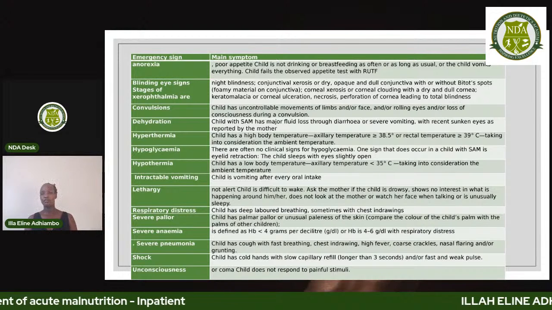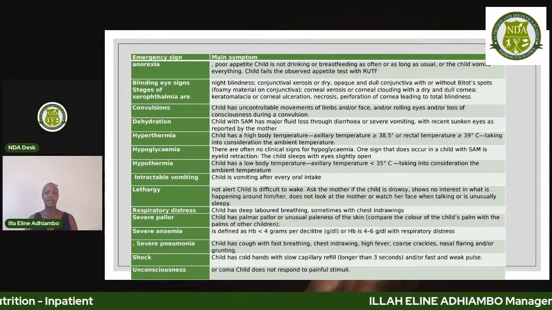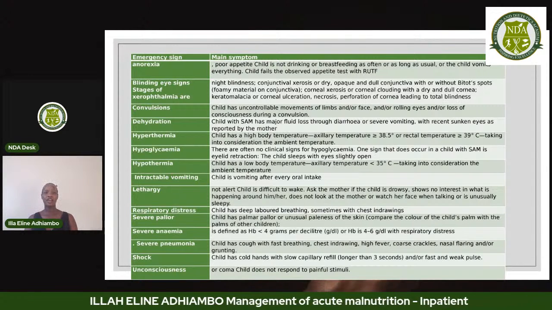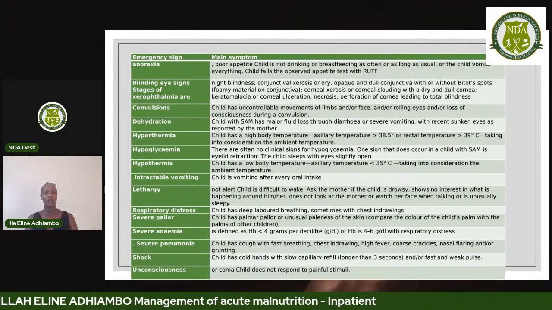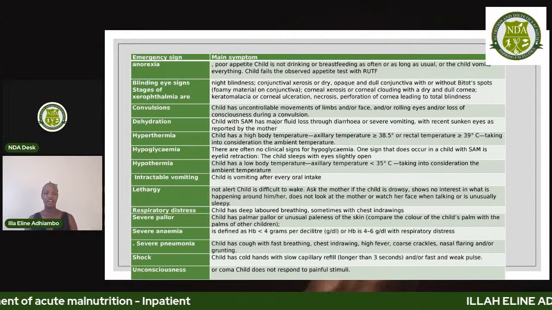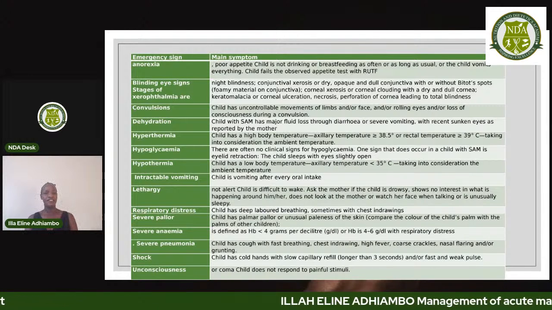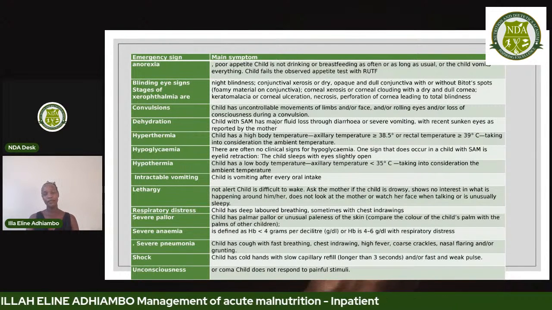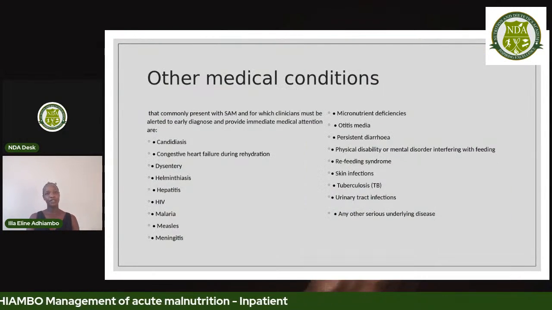And then, as we've talked about the eye signs, we look at that. You look at issues with convulsion, you look at dehydration, you take the child's temperature, you check their glucose, if they have intractable vomiting, if they're lethargic, if they're in respiratory distress, if they have severe anemia. You look at their pallor to determine if this child is a candidate to be admitted in the hospital.